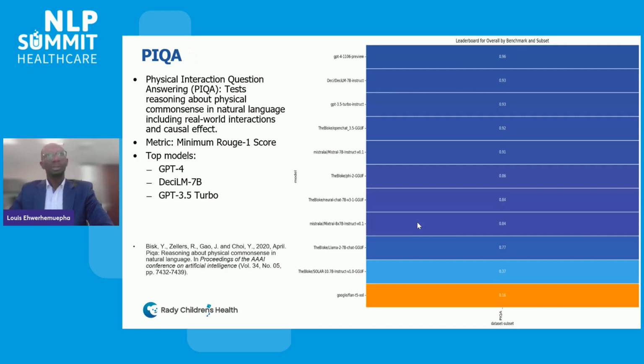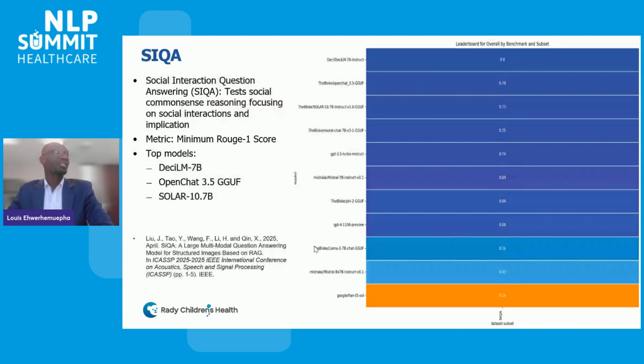Then beyond logical reasoning and deductive reasoning, there's also reasoning about the physical world, and the PIQA is a data set that can be used for that test. Currently, the top models in the leaderboard at LangTest show that GPT-4, DeciLM 7B, and GPT 3.5 are some of the top models for physical real-world reasoning, to capture real-world interactions and causal effects.